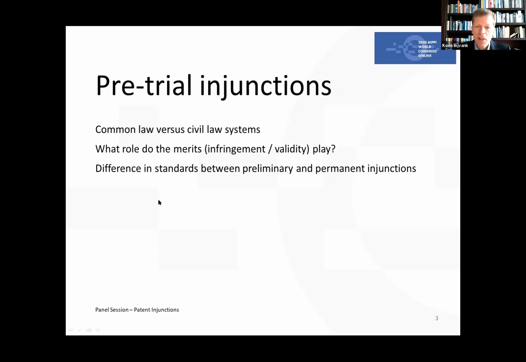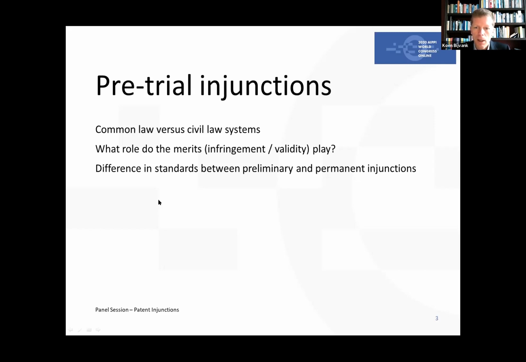Let's leave it at that, and let's move to some of the other panelists and see what they have to say about this. But if I understand you correctly, Marianne, then certainly the courts in the context of a pretrial injunction will look at infringement and validity, but the test is somewhat different compared to a full merits case at trial. And if there's a likelihood of infringement, that is generally sufficient for granting a preliminary injunction. Okay, thank you very much.